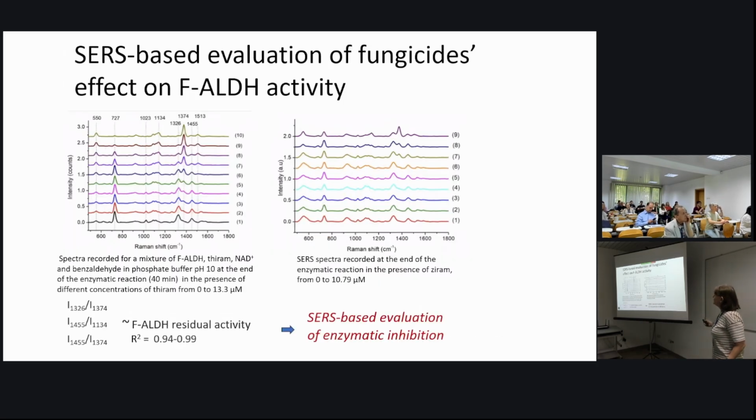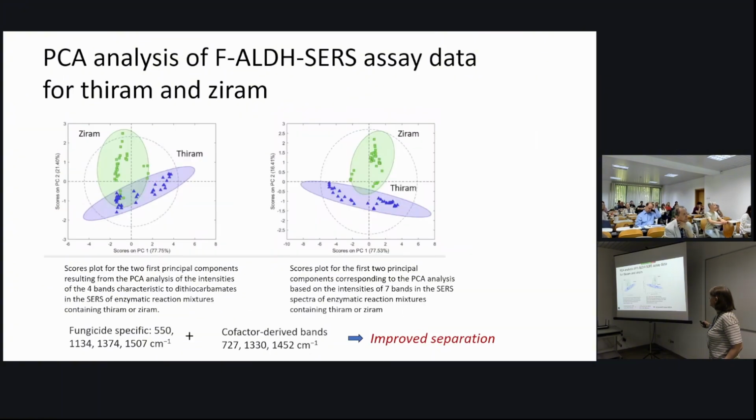Basically, the same thing can be done in the case of the other fungicide. If we analyze the ratio between the intensities of some of these bands, we can correlate it with the residual activity of the enzyme. So we have a SERS-based method to use instead of a spectrophotometric one to evaluate the inhibition of aldehyde dehydrogenase.